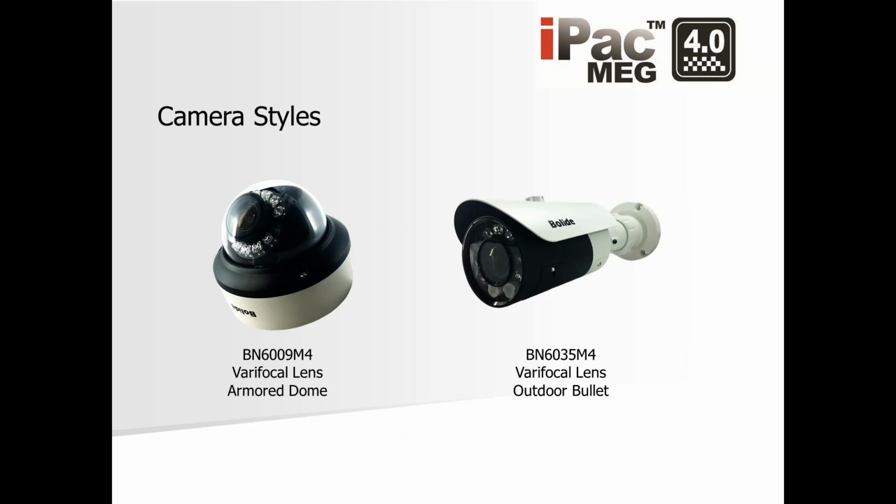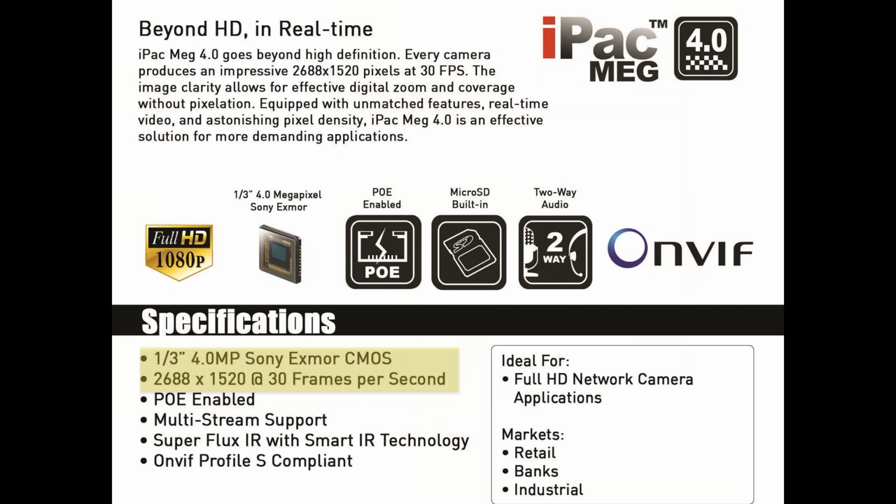Next, we have the iPac 4 megapixel line. This is available in a varifocal lens armored dome and a varifocal lens outdoor bullet. The main feature is that it's 4 megapixel, so you're getting beyond 1080p resolution. At the same time, you're getting real-time frames per second.